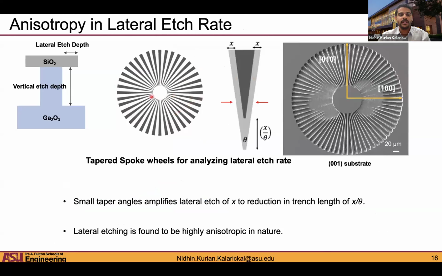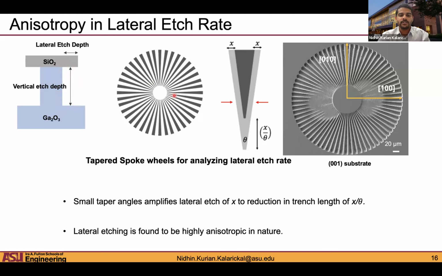So in addition to the anisotropy that we saw in the sidewall roughness, we also saw a key anisotropy in the lateral etch rate. To understand, I have a schematic here on the top left. When you etch gallium oxide using this process, there is a vertical etch depth that you obtain. But since this is an MOCVD process, CVD processes are generally more conformal, meaning you will also get deposition of gallium adatoms on the sidewall. So there's also a lateral etch component. Okay. So in addition to vertical etch, you also have lateral etch.